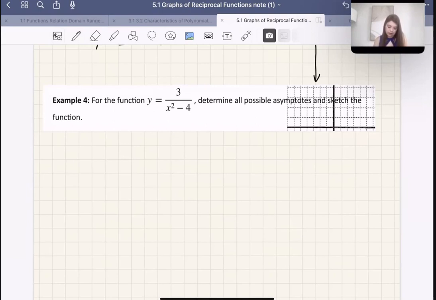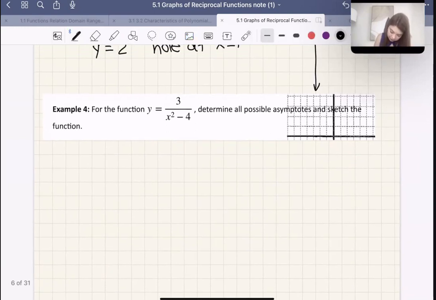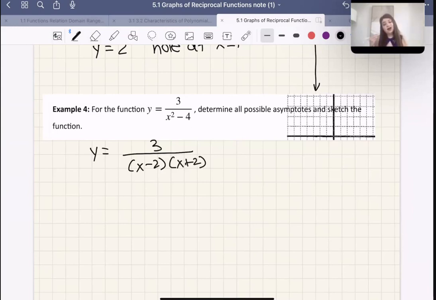So, for this function, determine all possible asymptotes and sketch the function. Well, I'm just noticing here we can definitely factor the denominator because it's a difference of squares, right? y is equal to 3 over (x minus 2)(x plus 2). And x minus 2 and x plus 2, unfortunately, cannot cancel out with our top. So that means any x value that would make the denominator 0 is going to be a true asymptote. So the vertical asymptotes are the zeros of the denominator, which is x equals 2 and x equals negative 2.